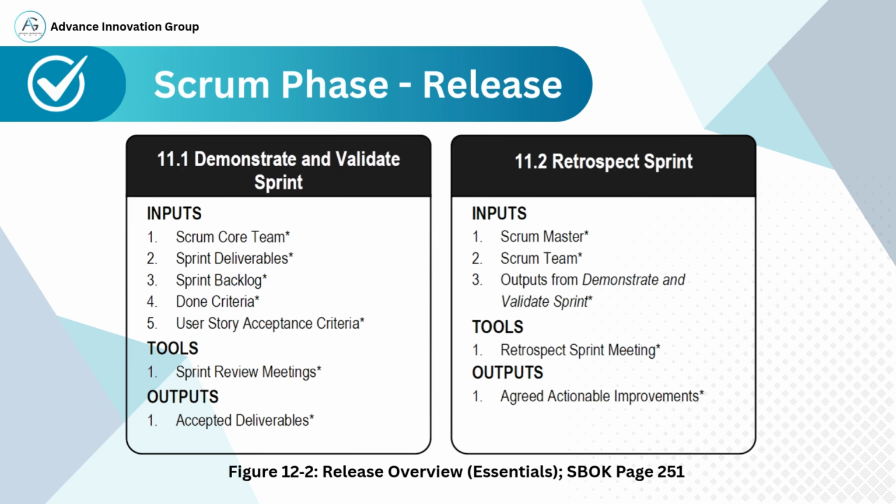Tool: the Retrospect Sprint meeting, also known as the Sprint Retrospective. It is held after the sprint review and focuses on team processes, collaboration, and improvements. Output: the output is agreed actionable improvements. These are concrete steps that the team will take to enhance their performance and process in the next sprint.